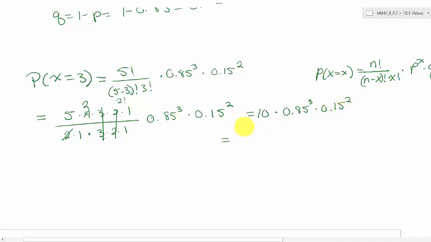So now we can type that into our calculator. 10 times 0.85 cubed times 0.15 squared should give you 0.138. Remember, you always want to round these to 3 significant digits, and in this case that's a total of 3 decimal places.